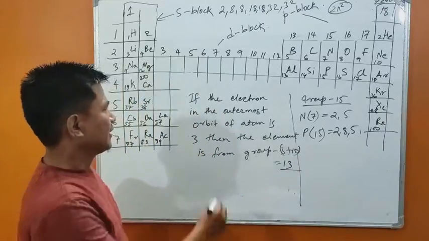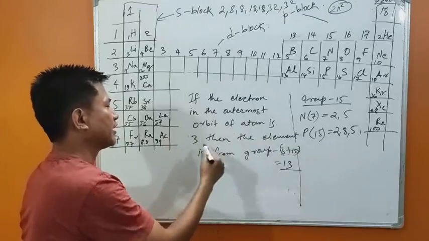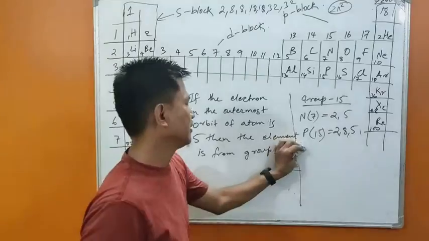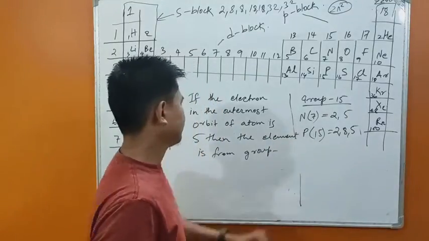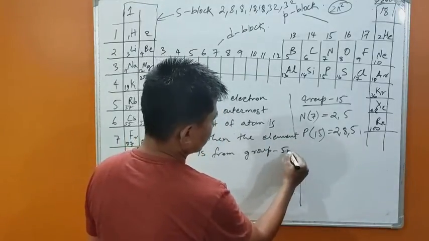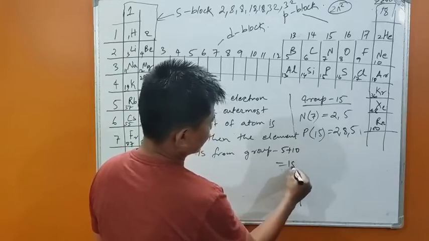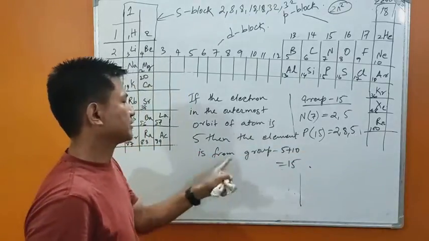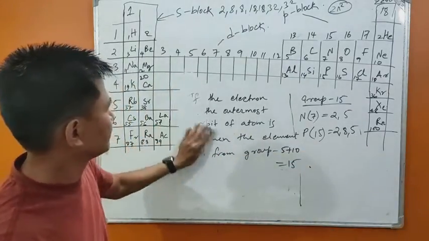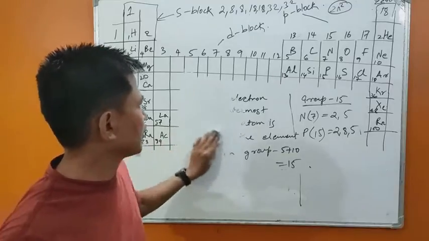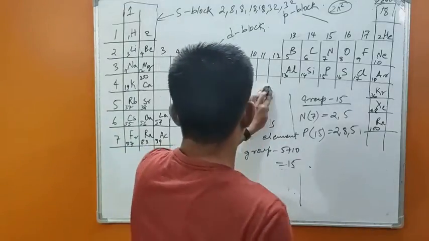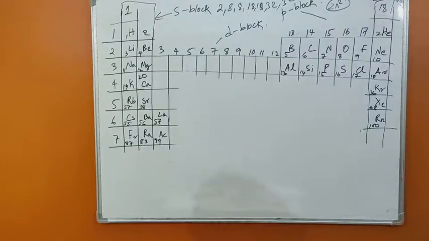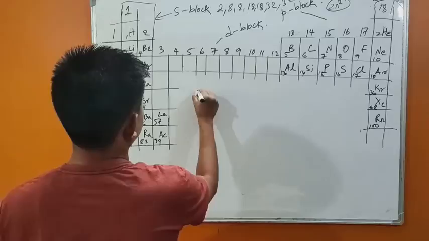Are you getting me? If the electron in the outermost orbit of the atom is 5, then the element is from group 5 plus 10 is 15, isn't it? Here we saw the electron in the outermost orbit is 5, so 5 plus 10 is 15. I hope we got this. Depending upon the number of electrons, we can say from which group the element belongs. Okay. Now let's check the period also.